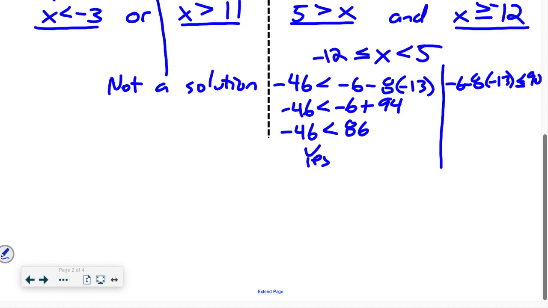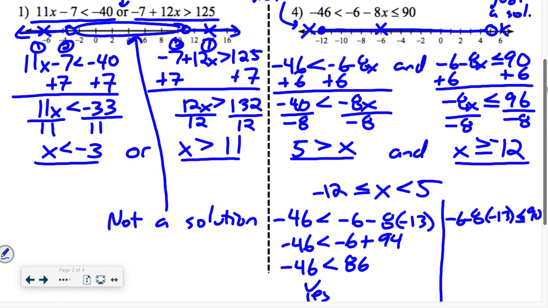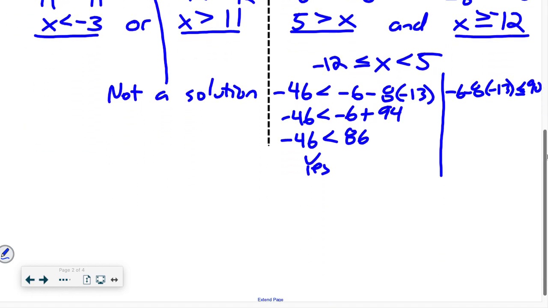Well, from my previous problem, I know that 86, oh, hold on a second here. Trying negative 13. Oh, I'm sorry. Sometimes Mr. Grant makes a mistake, and that's right here. Negative 8 times the negative 13 is not 94, it is 104. Whoops.